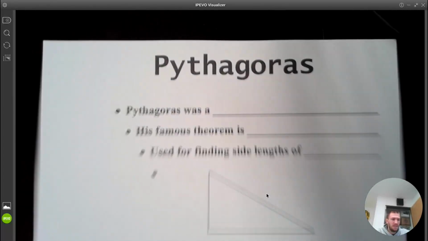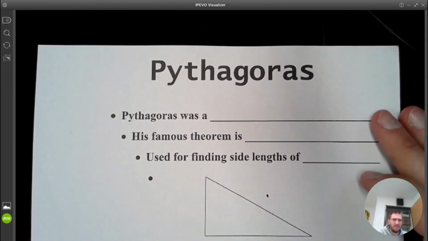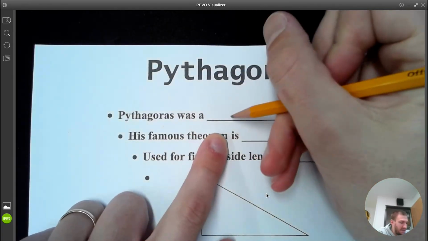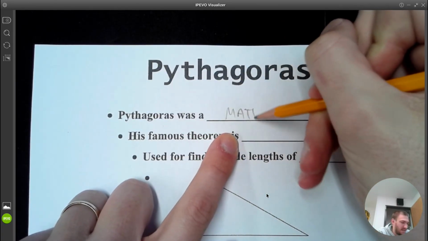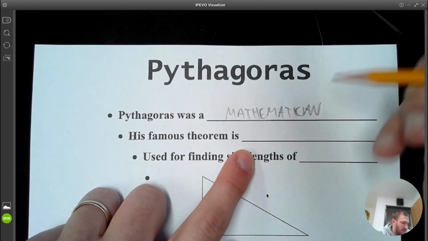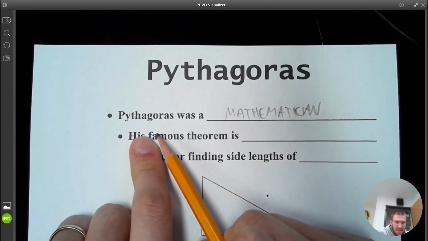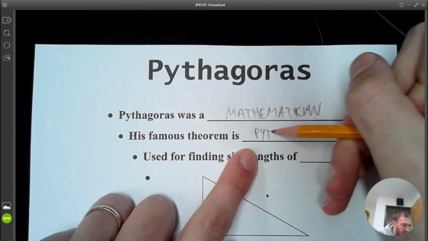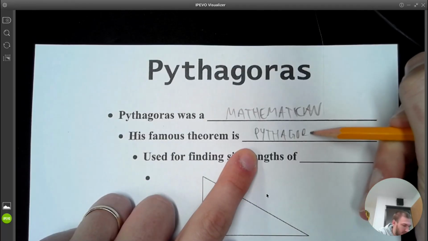All right, guys, here's some notes about the Pythagorean theorem. Pythagoras was a mathematician. That's a guy's name. And his famous theorem is the Pythagorean theorem.